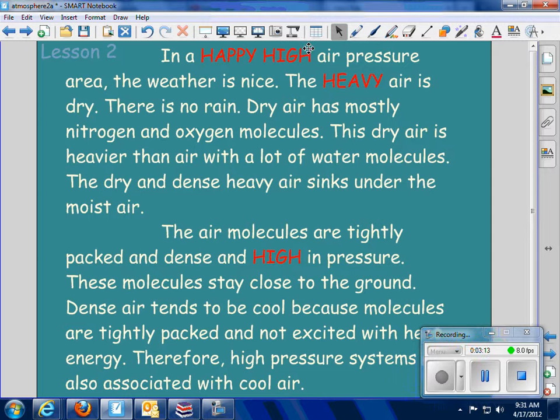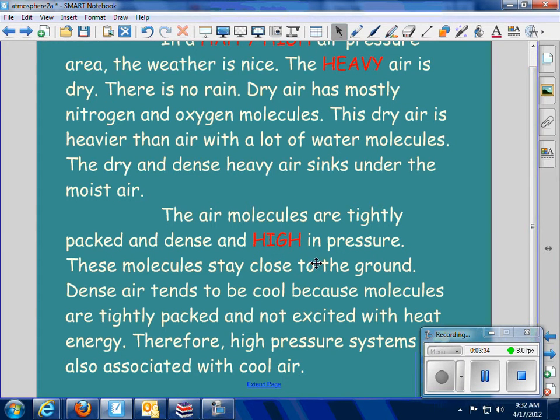On a happy weather day, on a high pressure day, the air is heavy. It's dry. There's no rain. And since there's no rain, it's going to be a nicer day out. Dry, dense air sinks underneath moist air. Air molecules are tightly packed and dense, so they stay close to the ground. Dense air tends to be cooler, so that's why it's usually a little cooler with high pressure systems.